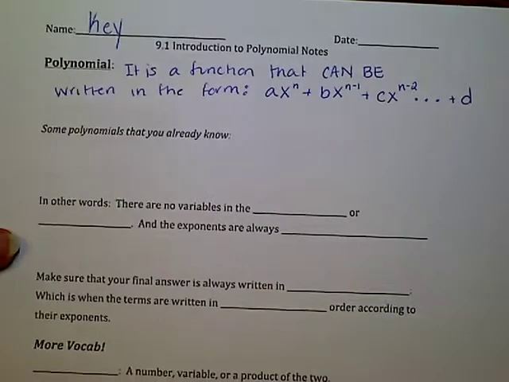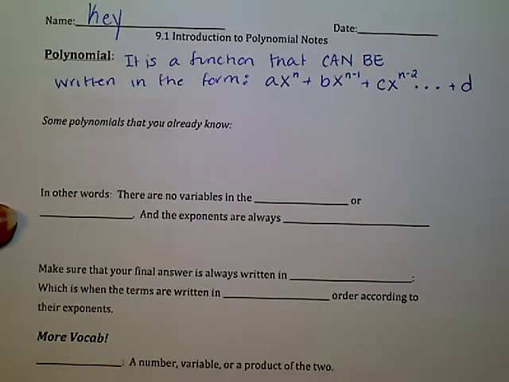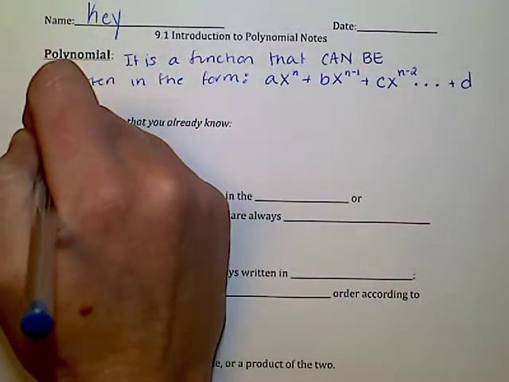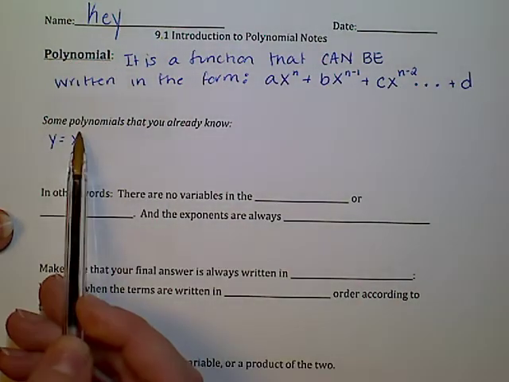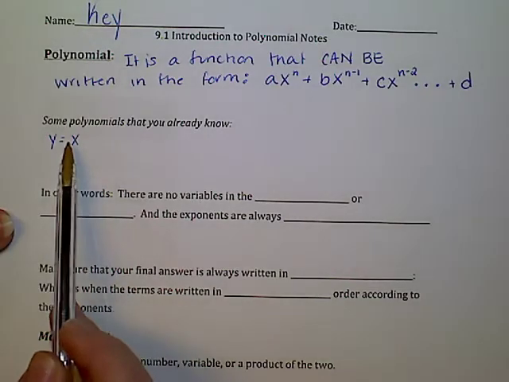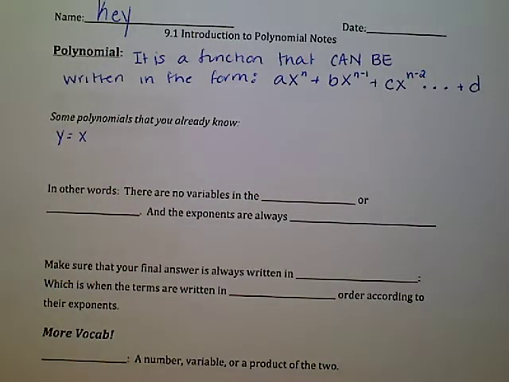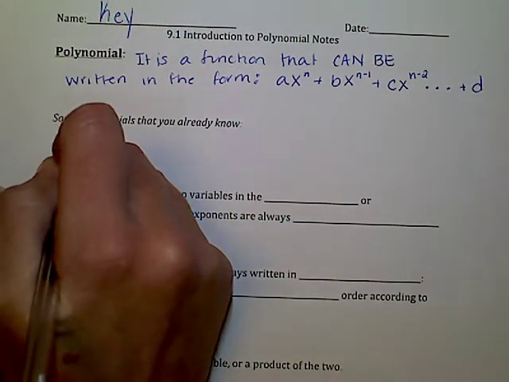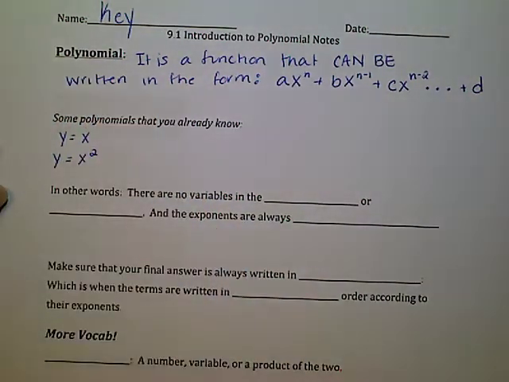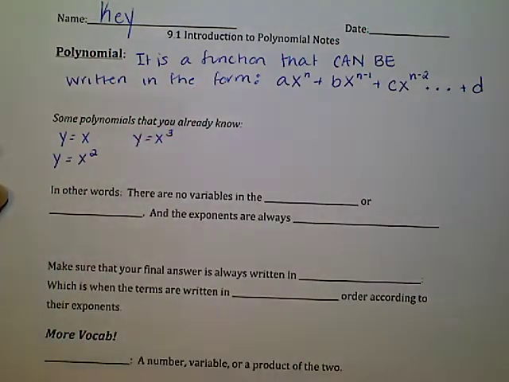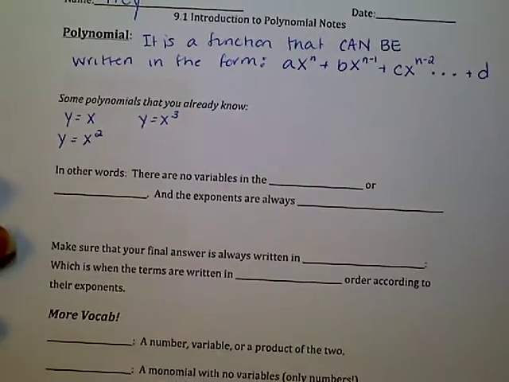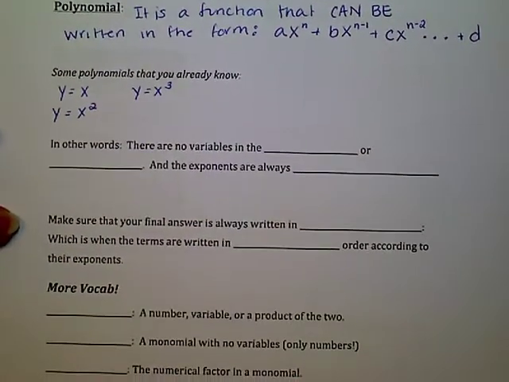So we actually already know several polynomials, like y equals x. That's a polynomial. There the exponent, or n, would be 1, and the number in front would be 1. It's a very uncomplicated polynomial. We know another, like y equals x squared, or another like y equals x cubed. Those are parent functions that we're all very familiar with, but they're also classified as polynomials.